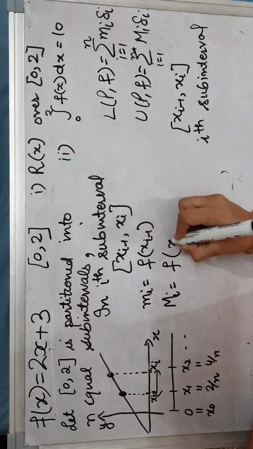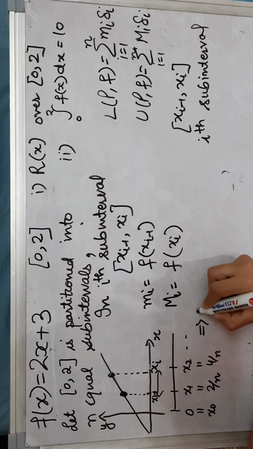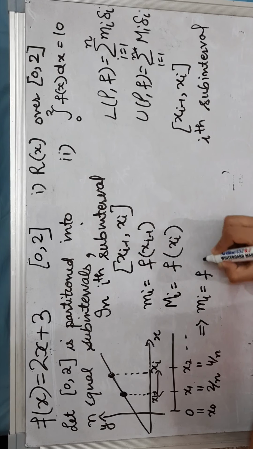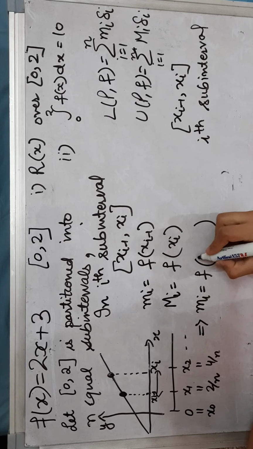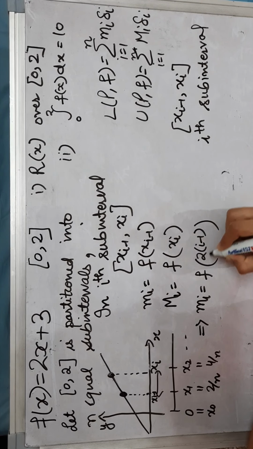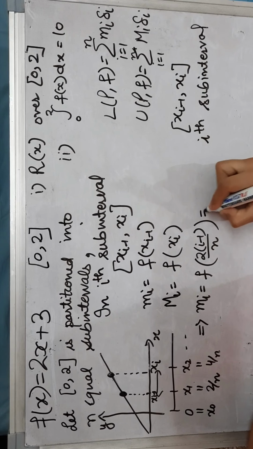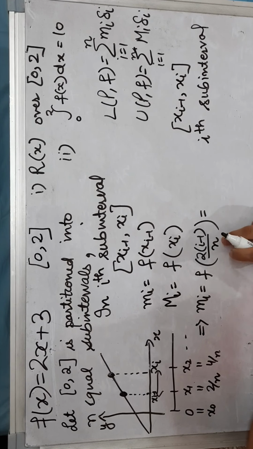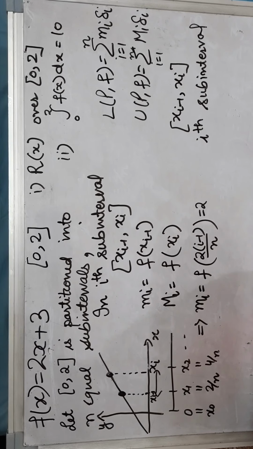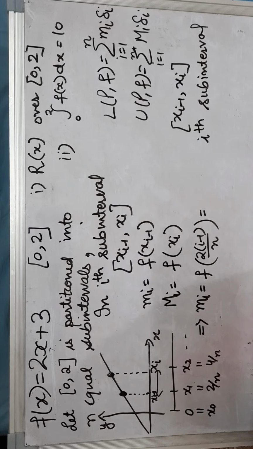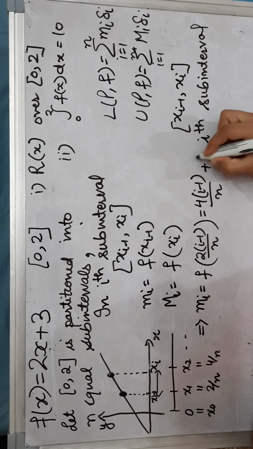Value of the function evaluated at the right endpoint. So that implies small mi will be equal to f of xi minus 1. The partition, I just wrote, that is 2 into I minus 1 by n. Fine. So the value of the function at this point will be 2 into I minus 1 plus 3. So that becomes 4 into I minus 1 by n plus 3.